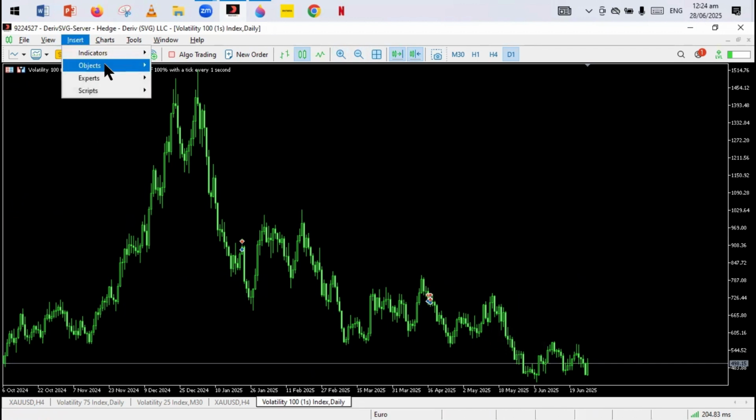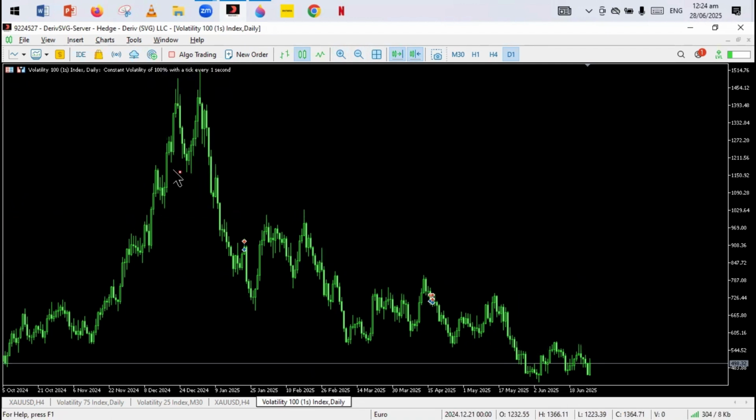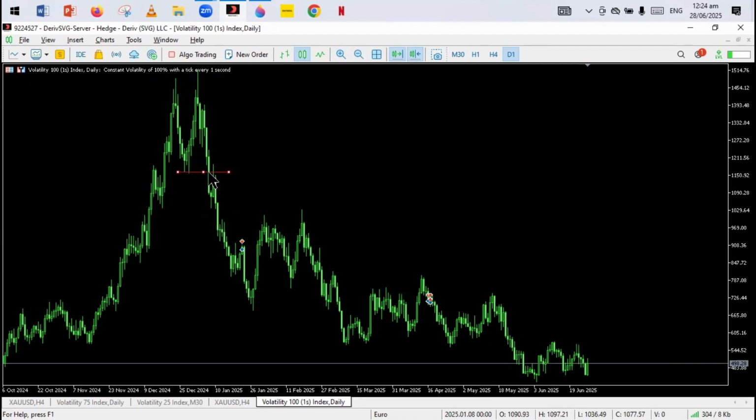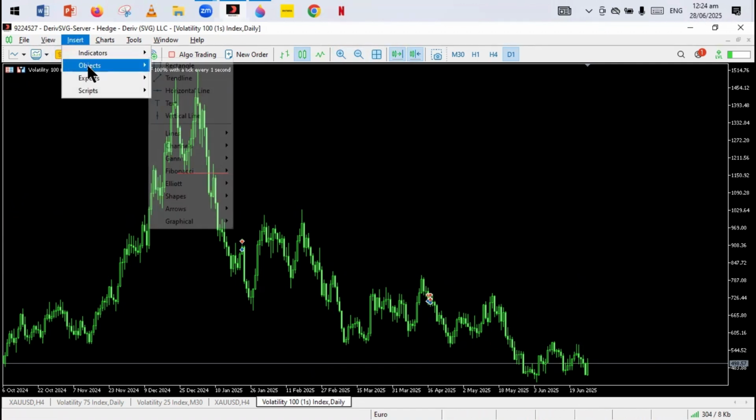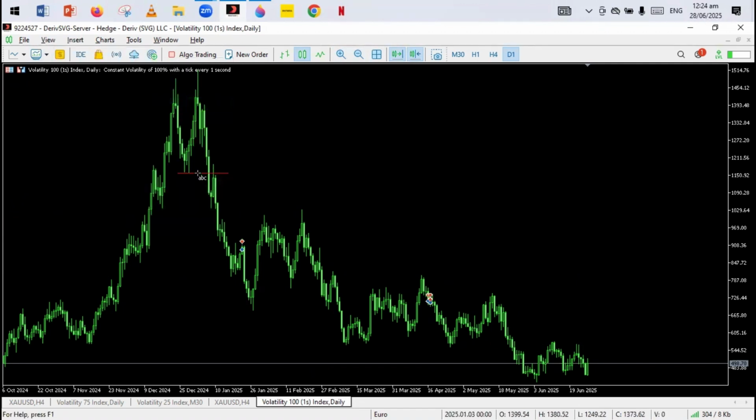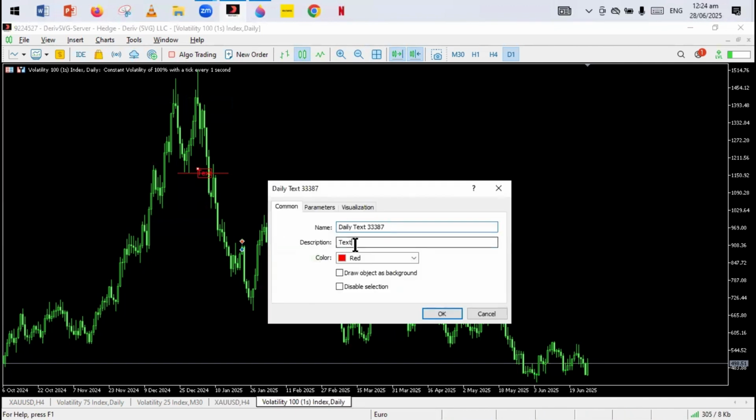That means we are breaking structures to the downside. That is how you can tell the trend, because we are breaking structures to the downside.